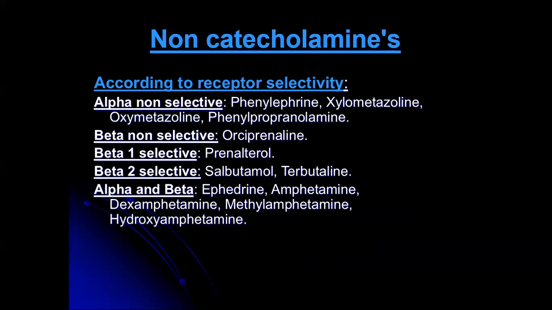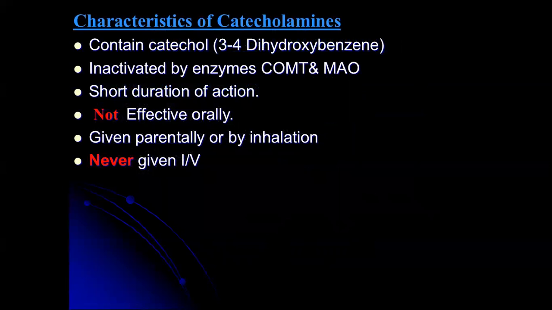Non-catecholamines have receptor selectivity, and according to receptor selectivity we can call them alpha non-selective, that is, they act on both alpha 1 and alpha 2. Beta non-selective means they can act on both beta 1 and beta 2. Beta 1 selective means they only act on beta 1 receptors. Beta 2 selective, they only act on beta 2 receptors. Alpha and beta both means they can act on both alpha and beta receptors, like alpha 1, alpha 2, beta 1, beta 2, and sometimes beta 3.